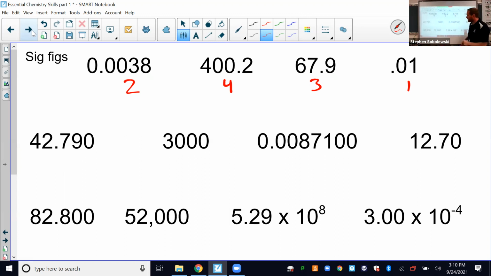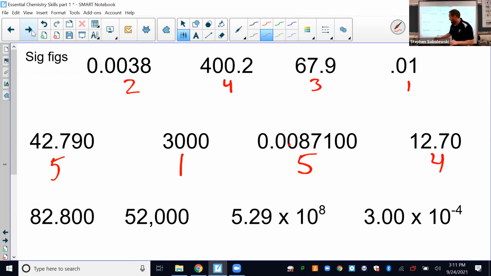42.790, trailing zero after a decimal, yes, it counts, 5 sig figs. 3,000, 1 sig fig. 0.0087100. Leading zeros do not count. Trailing zeros only count if there's a decimal, which there is. 1, 2, 3, 4, 5 sig figs. The 87100 are significant. 12.70, 4 sig figs.